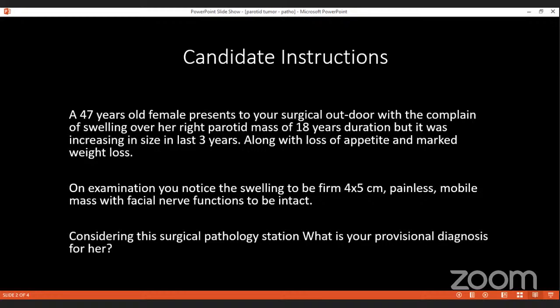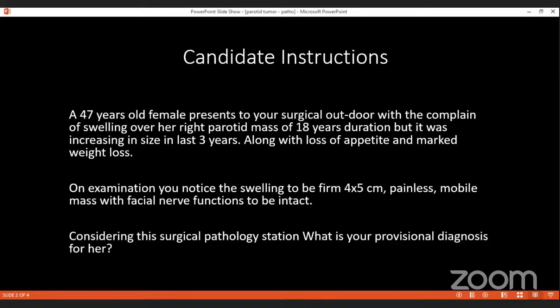If you have read and understood, and considering it a surgical pathology station, kindly tell me what is your provisional diagnosis? Ma'am, this could be a case of pleomorphic adenoma. Okay. What are the features of pleomorphic adenoma? Pleomorphic adenoma is basically a benign tumor of the parotid gland.